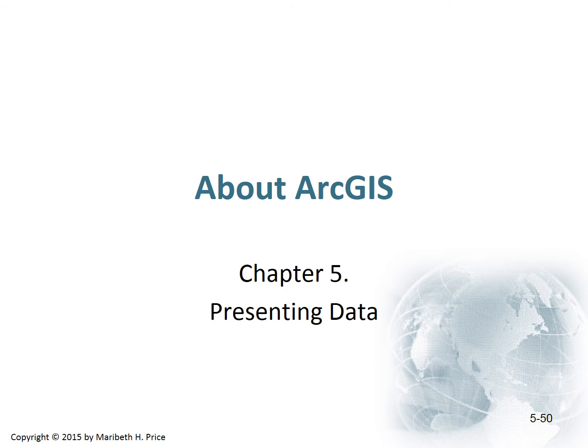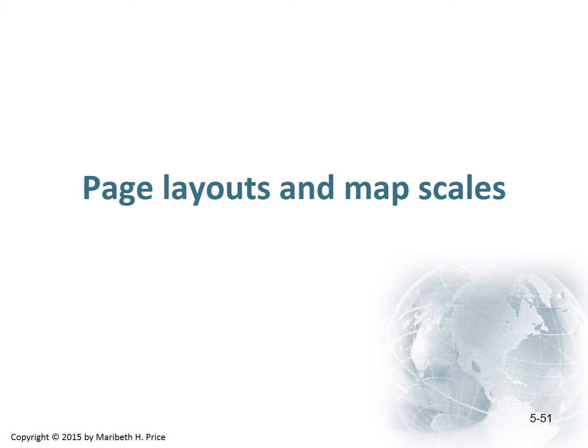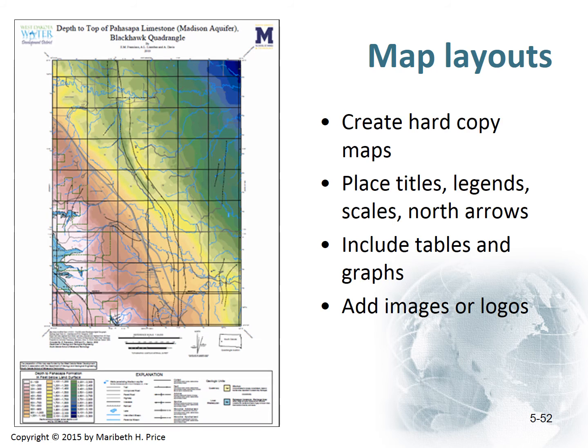Okay, so now we're going to talk a little bit about ArcGIS and what some of the software can do. Page layouts and map skills are something we're going to look at. Map layouts are basically the hard copy maps that are generated in ArcGIS. After you make visible the things in your ArcMap window, if you switch to map layout view, this shows the map the way it will look when printed.